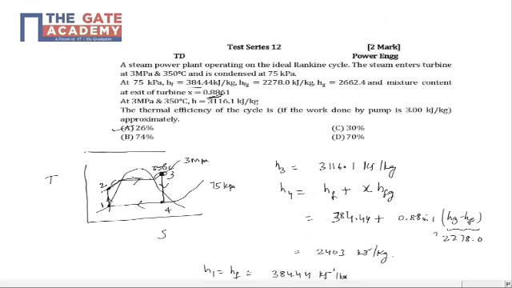So this is a standard thing. Remember that the Rankine cycle, Brayton cycle and refrigeration are three cycles out of which you can expect at least a 1-2 mark question, if not a common data question. So the answer is 26%. Thank you.